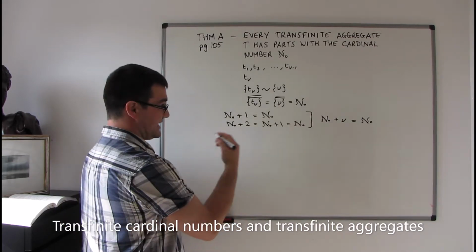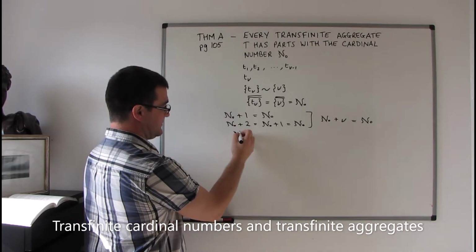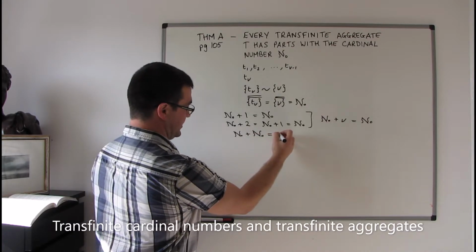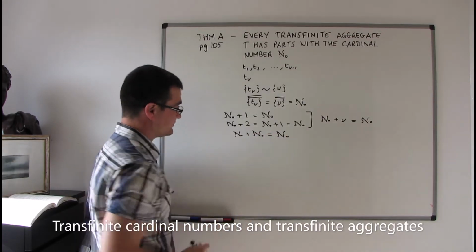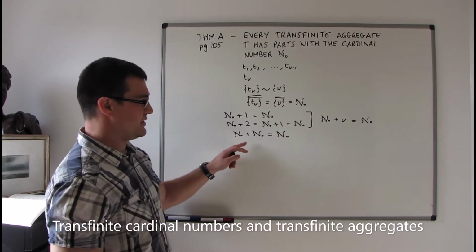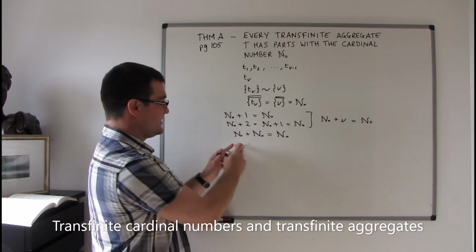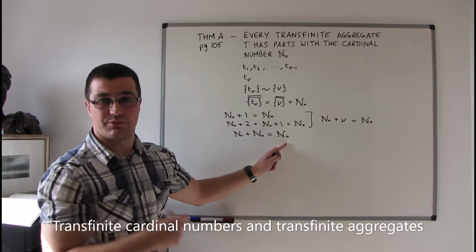Then by separate means I can extend this to Aleph naught plus Aleph naught, which is also shown to be equal to Aleph naught. So it's not simply a case of just continuing this process to get to this. This has to be shown by separate means.